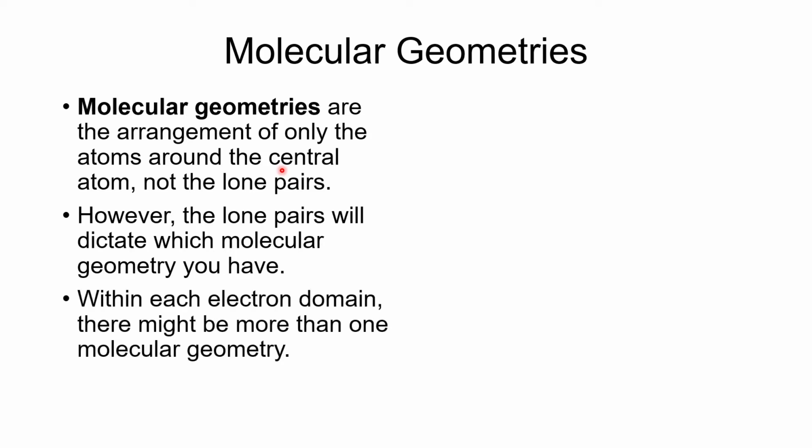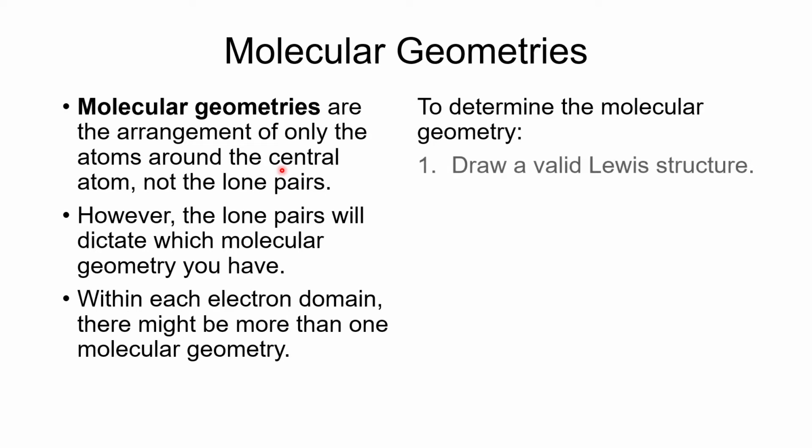All right, so with each electron domain, there might be more than one molecular geometry. It is possible to have more than one molecular geometry. In order to determine the molecular geometry, your step should always be 1, get a valid Lewis structure. If you have a valid Lewis structure, then your chances of getting the correct molecular geometry are going to go way, way up. If you have a bad Lewis structure, your chances of getting the wrong answer are going to go way, way up.